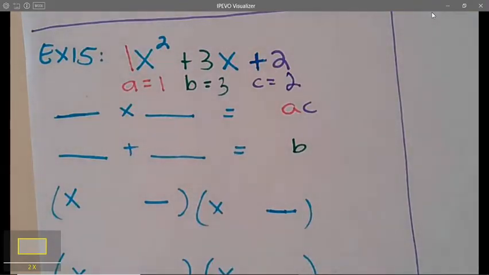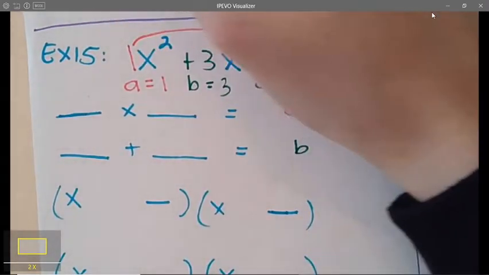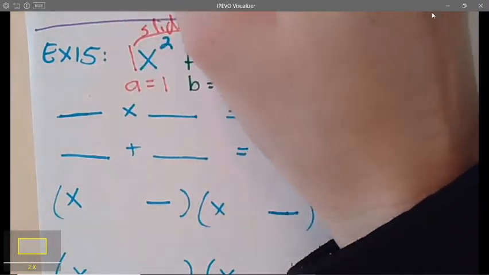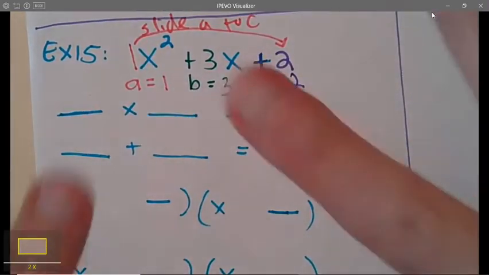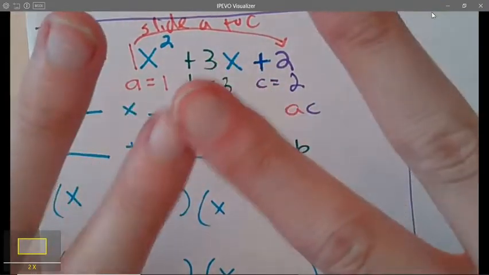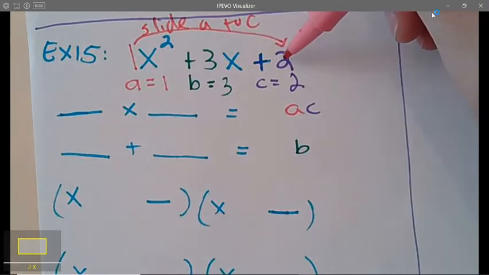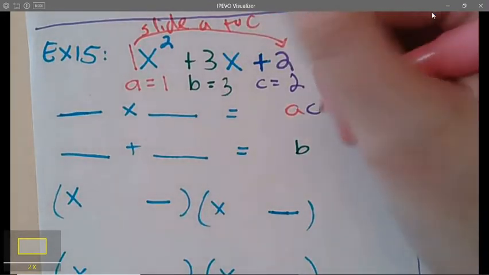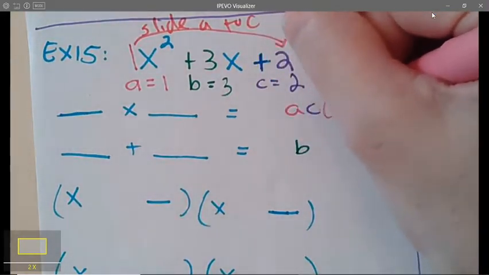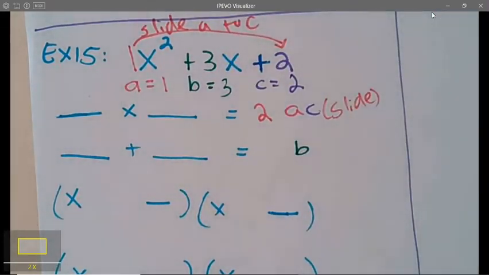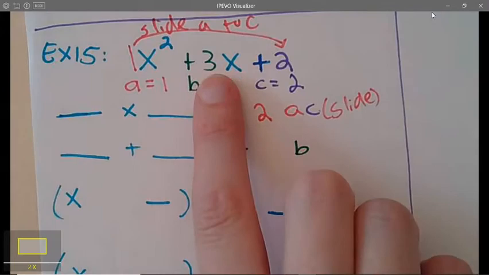So after we identify the A, B, and C, we need to start sliding. I'm going to slide my A to C. And remember, sliding A to C means we're going to multiply. I'm going to multiply 1 times 2, which gives me a 2. So this is our slide, A times C. A times C is a positive 2. And then I need to identify my B, which is a positive 3.